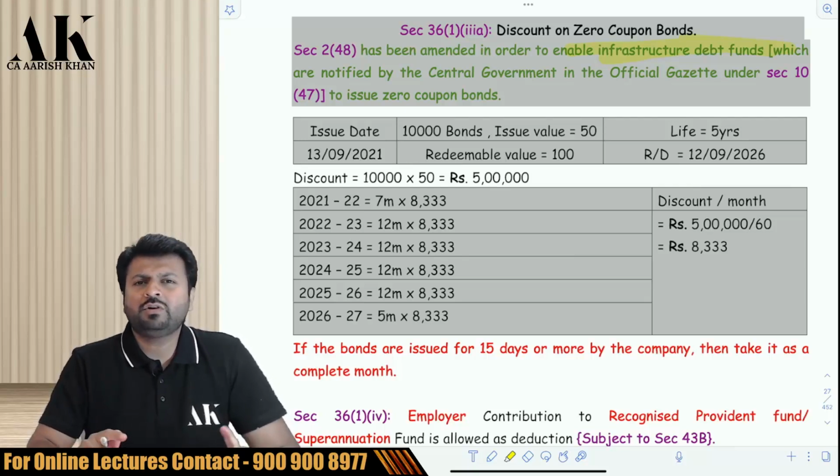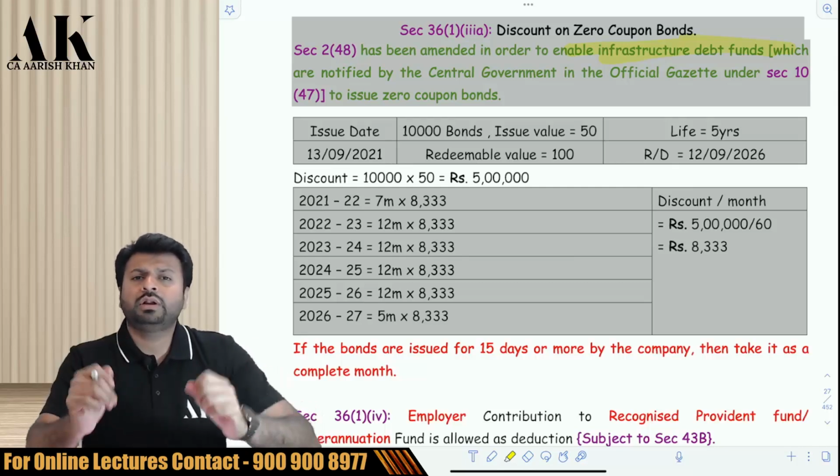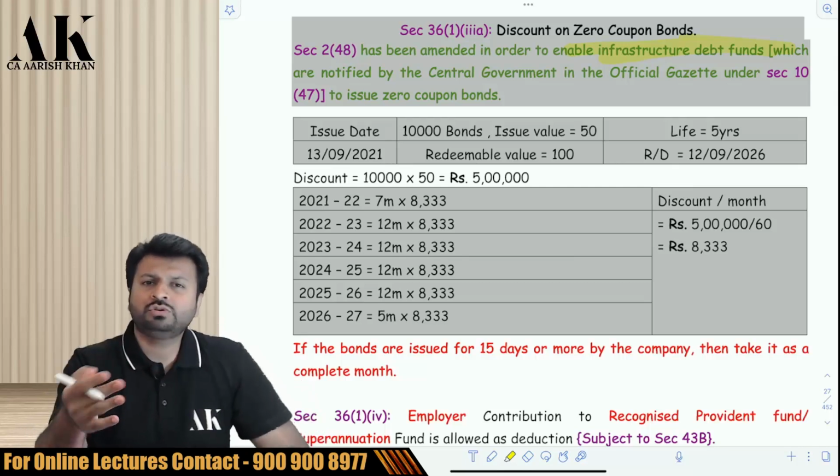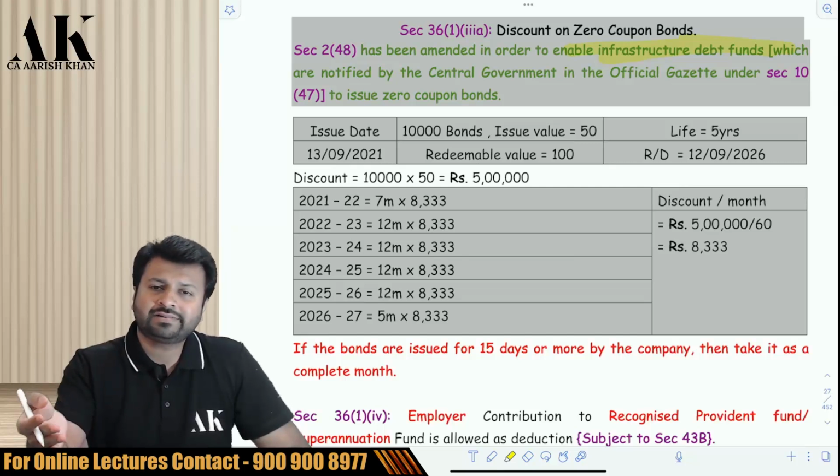Okay. Now, zero coupon bonds, what happens over here? I am a company, you are a bond holder, you are an investor. I will issue the bonds to you at a discount, and then I will redeem them at par.